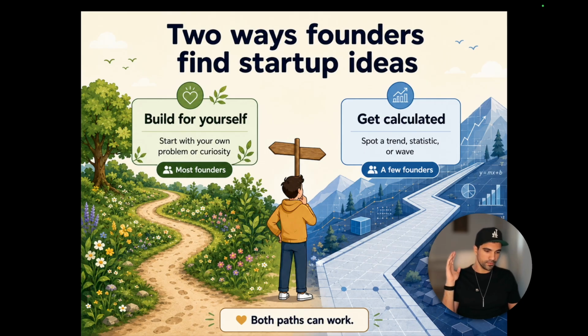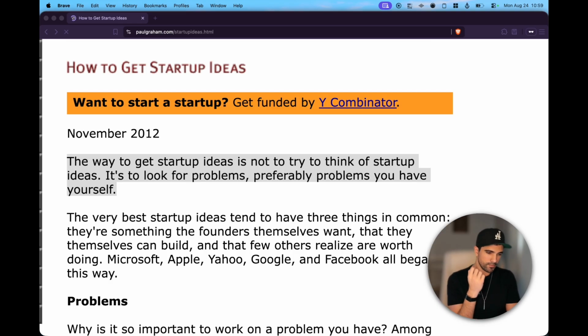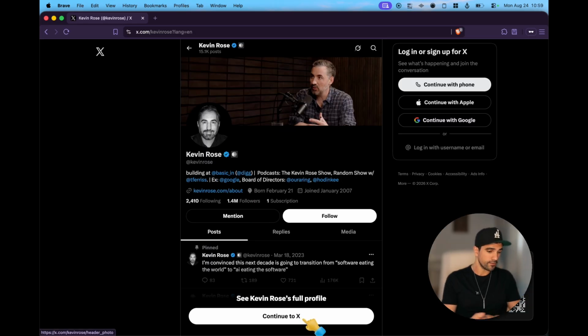So that brings us to the most common path for the majority of startup founders, building something you actually want and use. In fact, I believe the most famous piece of startup advice ever written is this one, the Paul Graham essay, where he says, the way to get startup ideas is not to try to think of startup ideas. It's to look for problems, preferably problems you have yourself. Funnily enough, I had read that sentence and sentences like it thousands of times before, and it never really stuck until I worked for this guy.